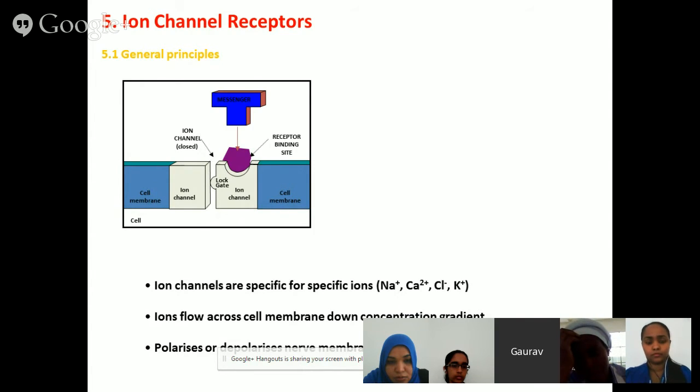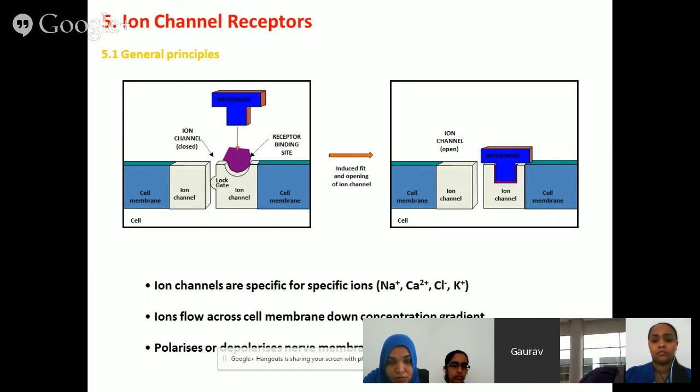You can see here messengers are binding and they allow the gate to open. Now the ions can easily move outside or inside a cell. You can see here.